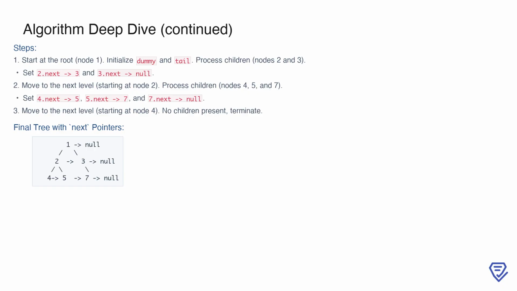Let's walk through an example to see how the algorithm works. Starting with the root node, which is 1, we initialize the dummy node and the tail pointer. We then process the children of node 1, which are nodes 2 and 3. The next pointers are set such that 2.next points to 3, and 3.next points to null.